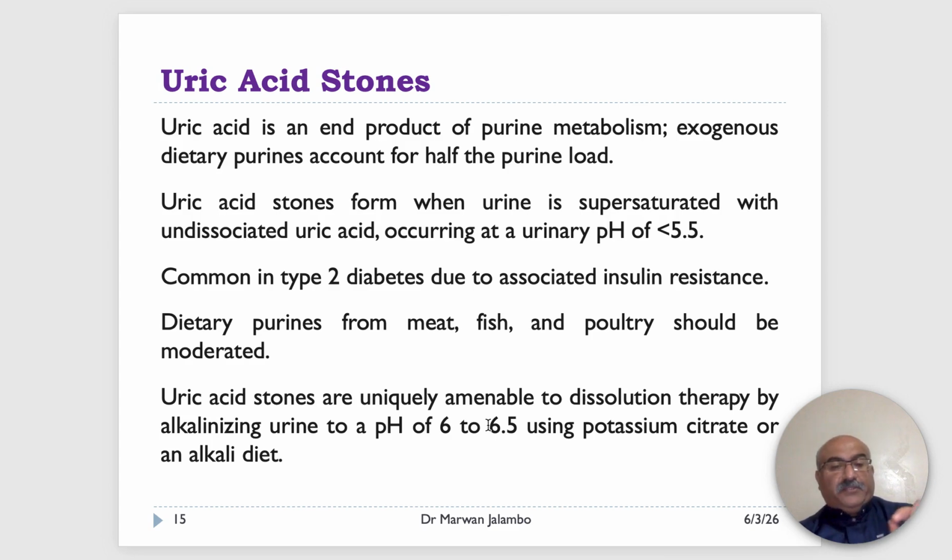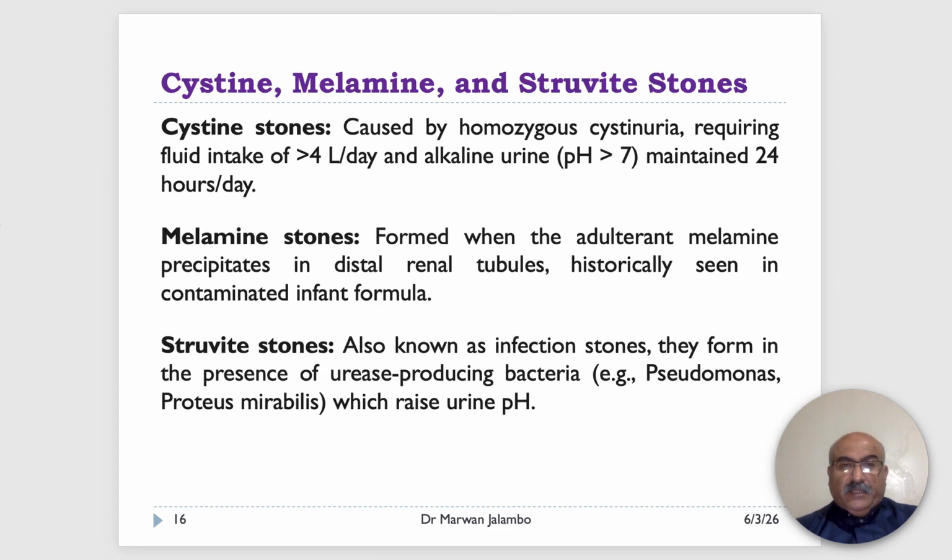There are a few rare stones we should cover briefly, like cystine stones, melamine, and struvite stones. Cystine stones are rare, caused by a homozygous genetic disorder, and require patients to drink more than 4 liters of fluid daily to maintain highly alkaline urine. That means a urine pH of more than 7.